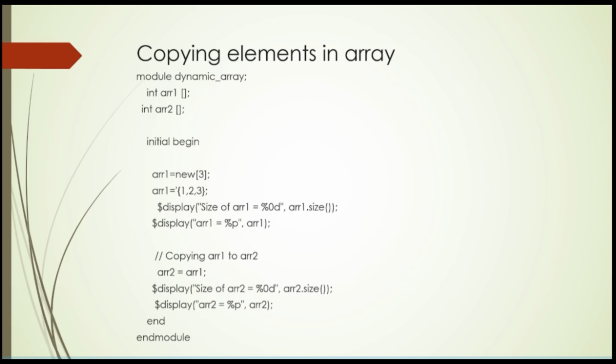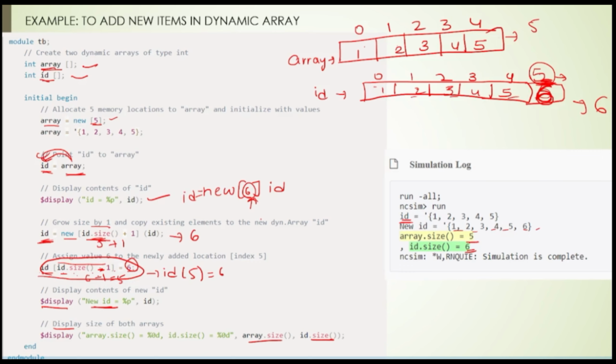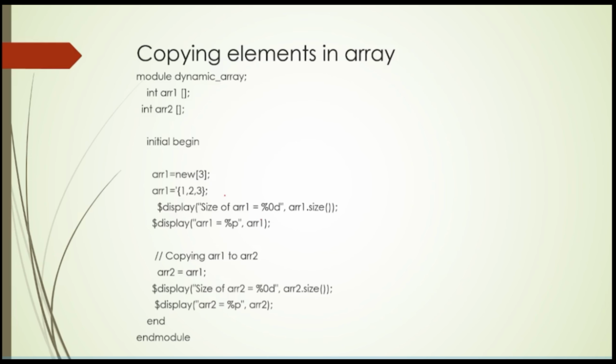Okay, so this is another example for copying. We have already discussed this; it is just a basic example. See, I have taken two arrays, array 1 and array 2. In array 1 I have taken 3 memory locations and assigned values 1, 2, 3. Then in array 2, I didn't give any allocations, but I simply copied whatever is there in array 1 to array 2 and displayed the values. Clear? Yes. So basically this is how you will be copying the elements in a dynamic array.